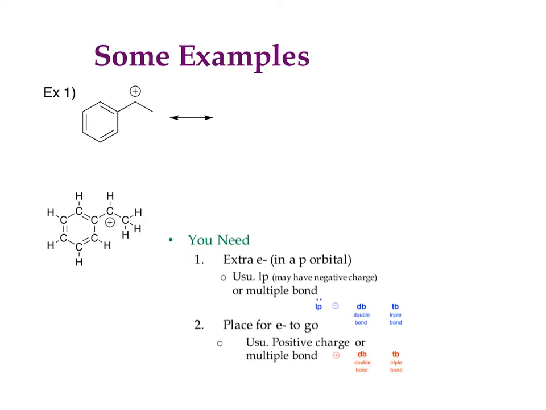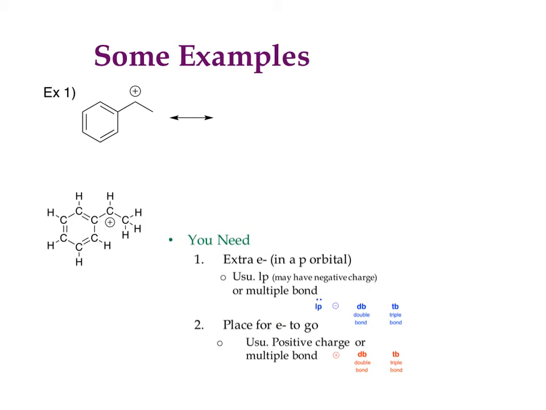All right, so the first thing we're going to do is look for where the electrons are. So in this molecule, the only extra electrons that we have that can move around are in the double bonds. We don't have any lone pairs, we don't have any negative charges. So that means they have to be in these double bonds that we see here. So then where are places that electrons can go?